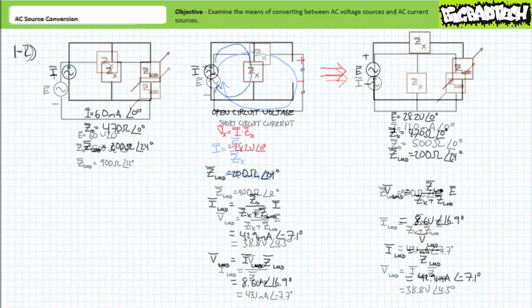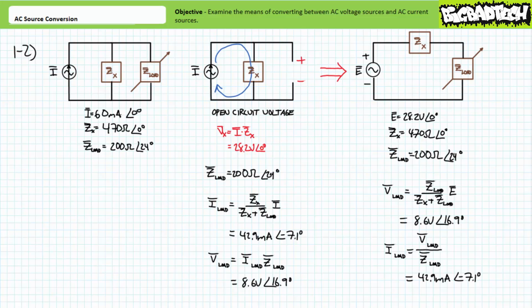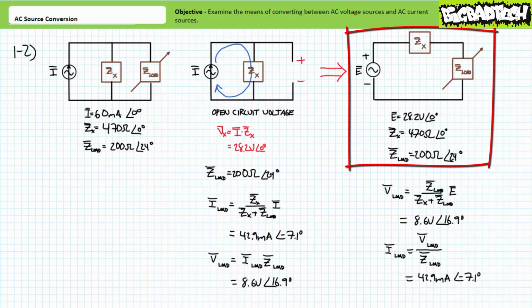Our second illustrated example features a 60 milliampere current source in parallel with a fixed impedance of 470 ohms at an angle of 0 degrees, supplying a variable load impedance currently set to 200 ohms at an angle of 24 degrees. With the variable load impedance removed, an application of AC Ohm's law demonstrates the open circuit voltage will be 28.2 volts at an angle of 0 degrees. Therefore, a voltage source of 28.2 volts at an angle of 0 degrees in series with a fixed impedance of 470 ohms at an angle of 0 degrees should behave identically.